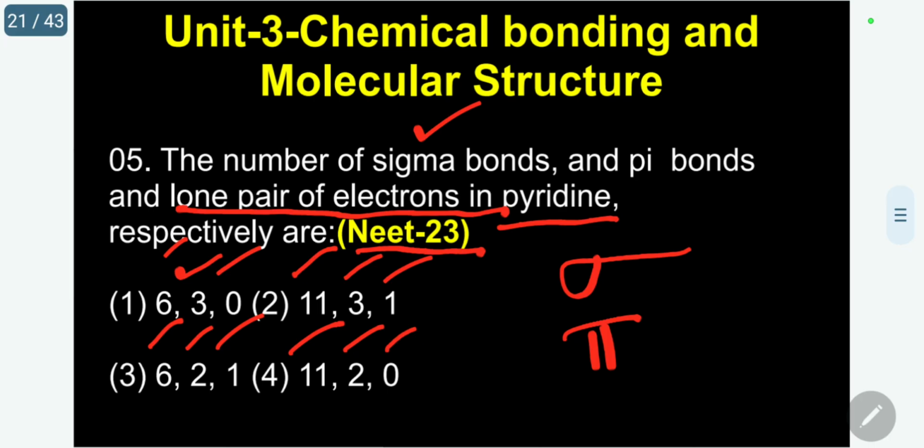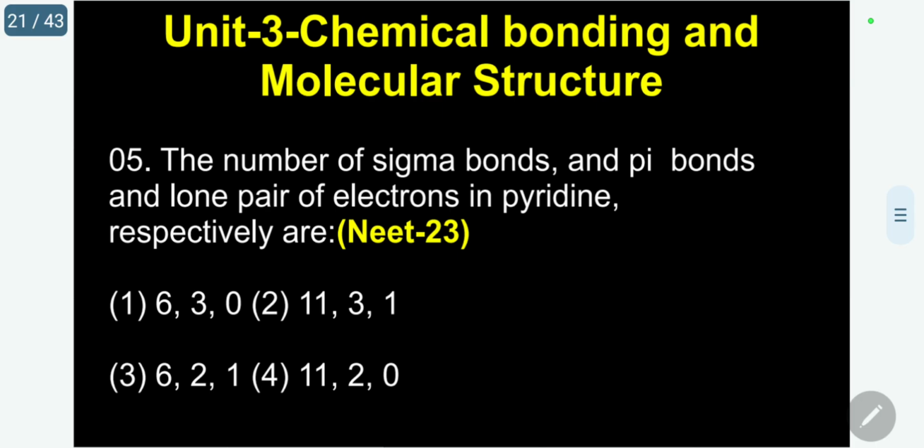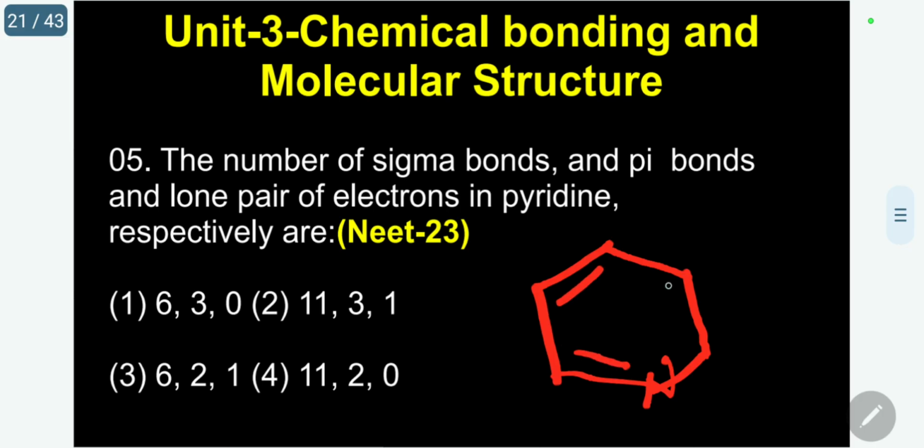The only problem here, my dear students, is that you must know the structure of pyridine. Without knowing the structure of pyridine, we cannot identify the configuration. So, this is the pyridine molecule. There is a lone pair of electrons. Nitrogen is 2s2 2p3, three bonded, and one lone pair. This is the structure. Now you count what they are asking.